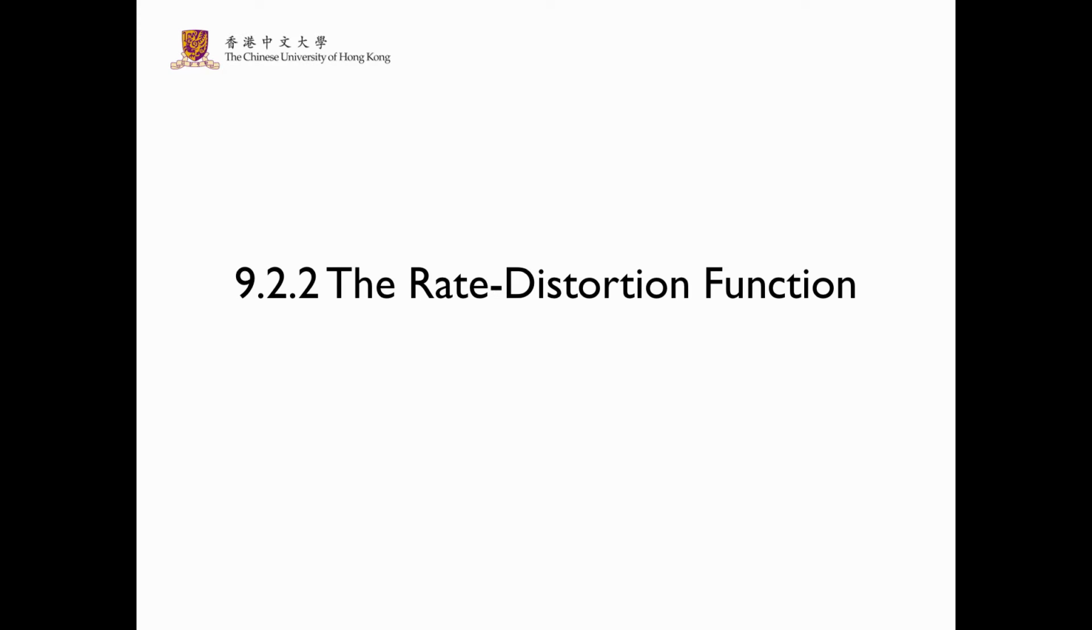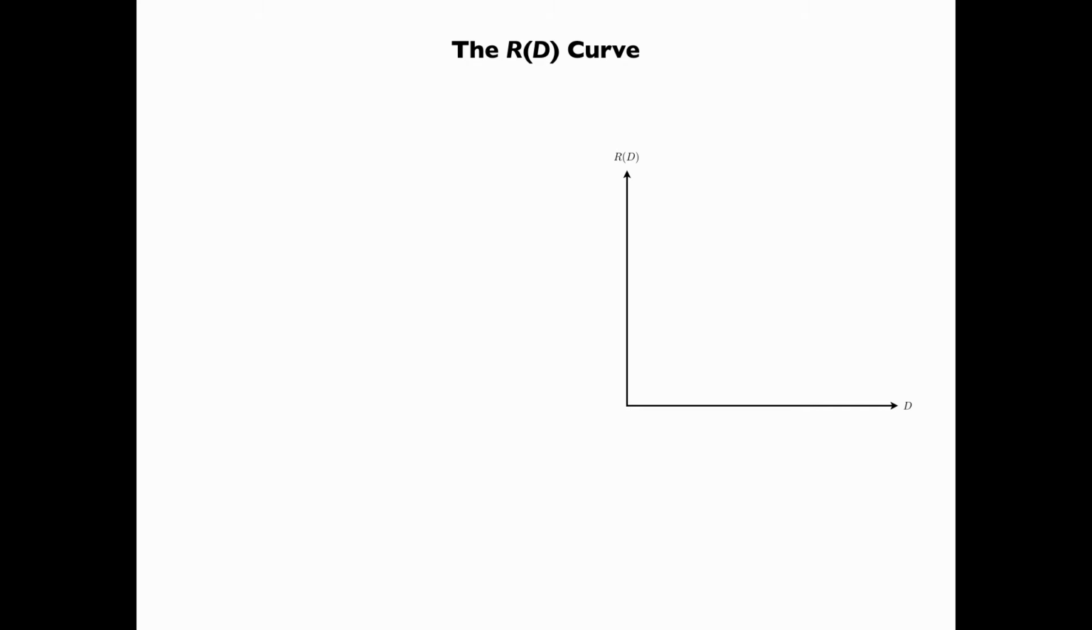Now we discuss the algorithm for computing the Rate-Distortion function. We will introduce an alternative description of the RD curve. Assume that R(0) is greater than 0, so that R(D) is strictly decreasing for D between 0 and D_max.